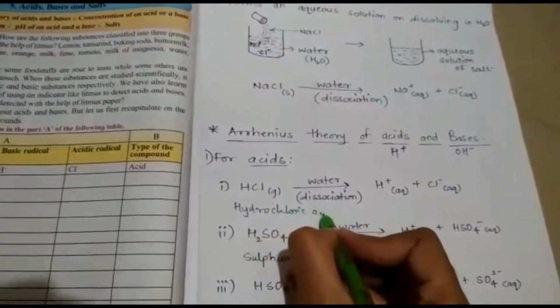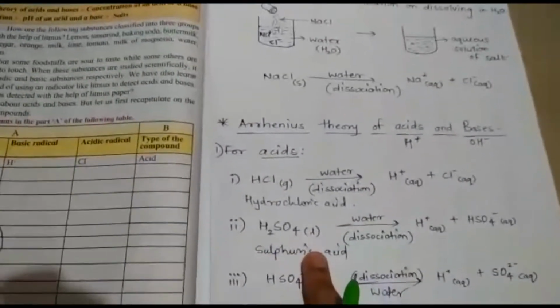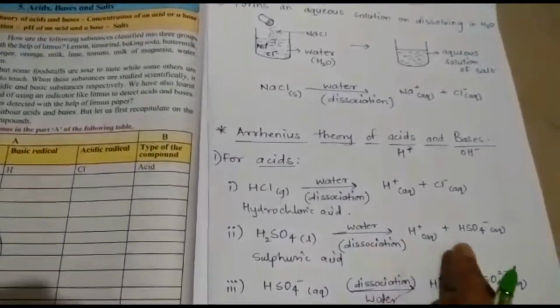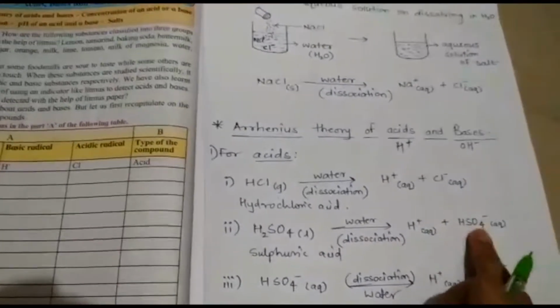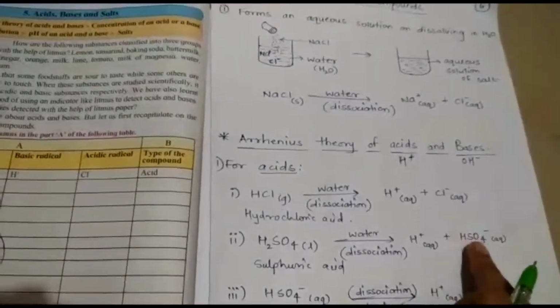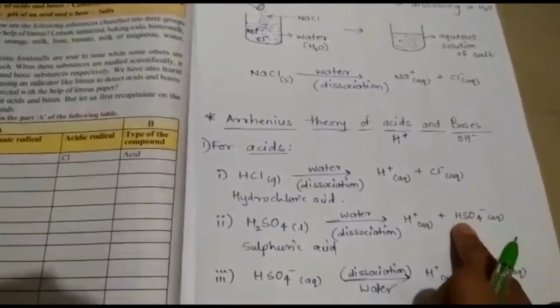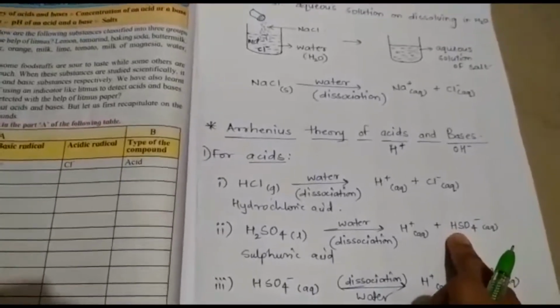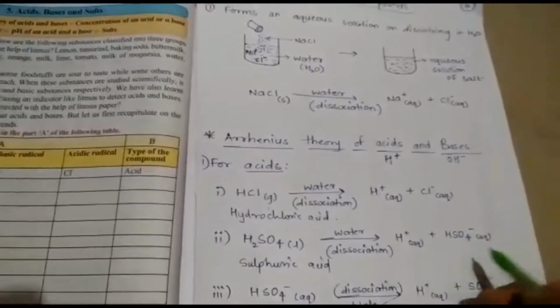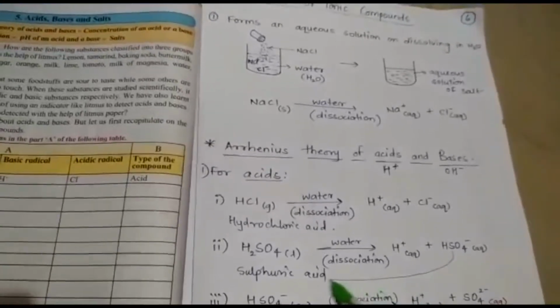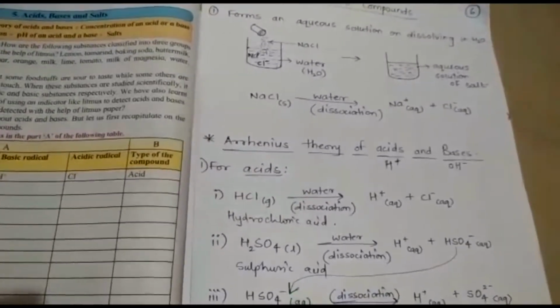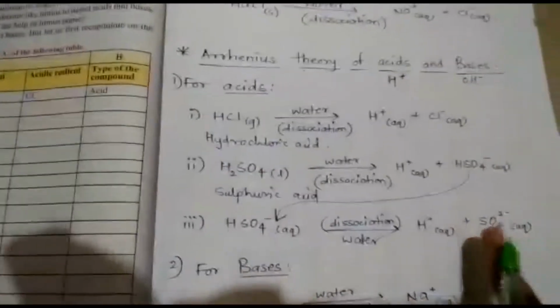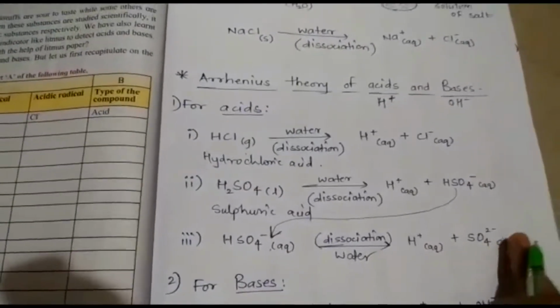Okay, HCl is known as hydrochloric acid. So this sulfuric acid, when dissolved in water, gives H plus and HSO4 minus, hydrosulfate. This hydrosulfate also contains H plus, no? H plus and SO4 minus. Its further dissociation gives us again H plus and SO4 2 minus.